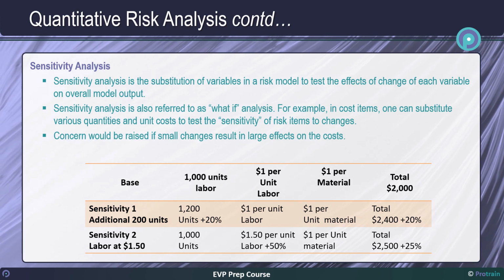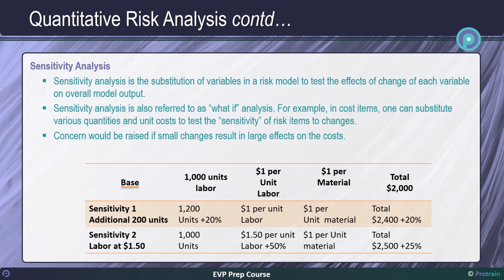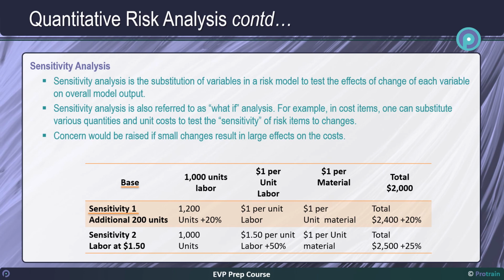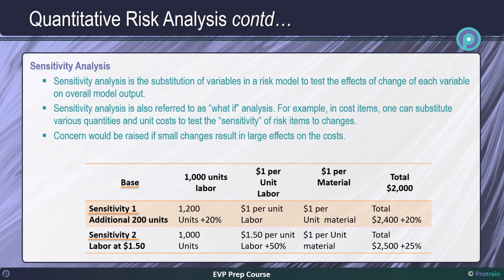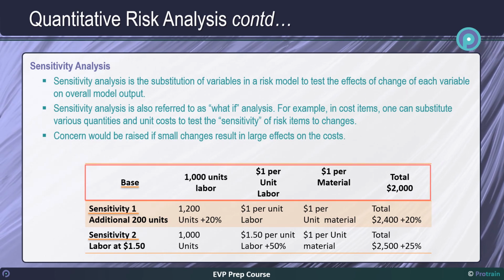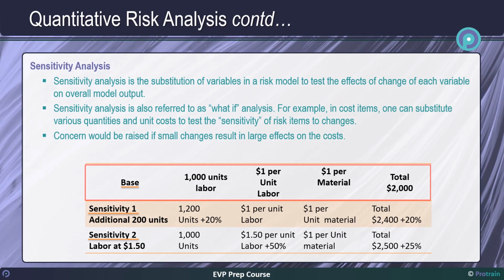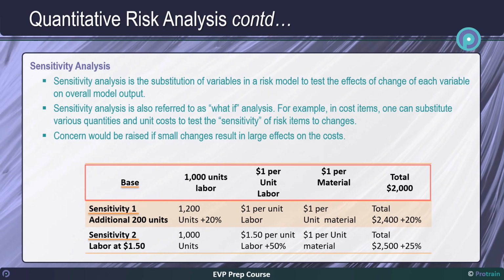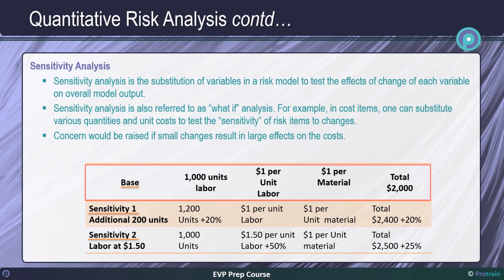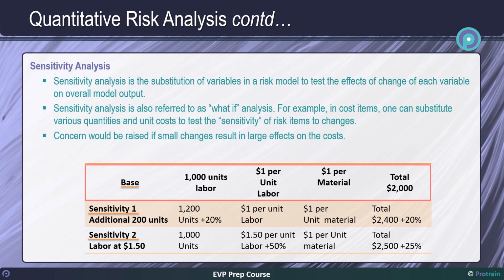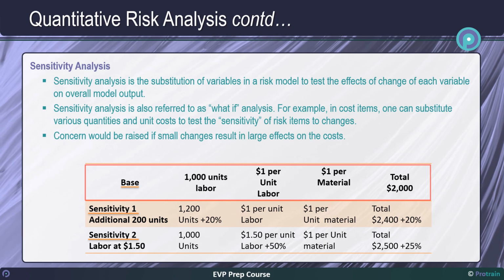On the first column of the table we have shown three different scenarios of a particular cost model. The first is the base, and then we have two different scenarios, namely sensitivity 1 and sensitivity 2. Let us first go to base case. This is the normal situation, which shows the basic cost model for a small production, say a 1,000 pencils. In order to produce 1,000 pencils, we shall require 1,000 labor units. Here labor unit cost is $1 each, and the cost of material for each pencil is $1. Therefore, the total cost of production of pencils will be $2,000.